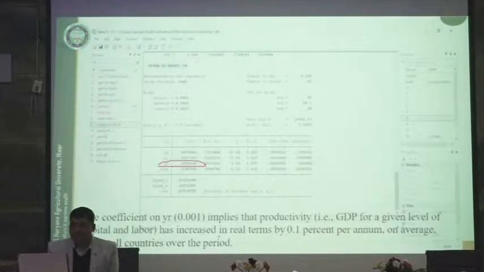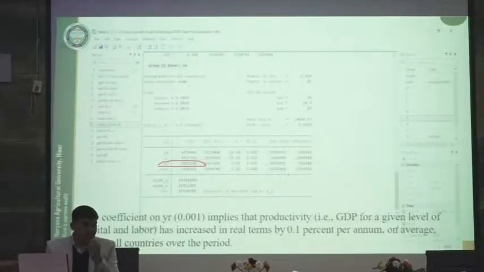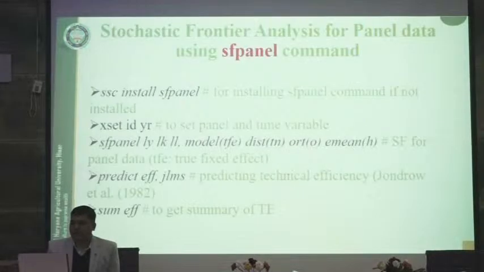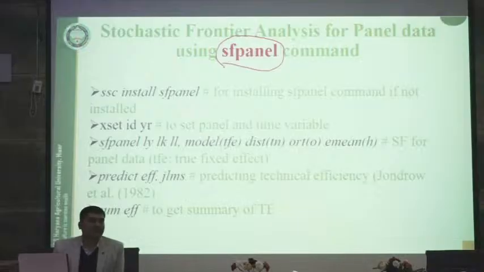So these are the two models which we have explained: the first model is panel regression using fixed effect, and the second is panel regression with the random effect. We have done this now. So now the next command is sfpanel, meaning the stochastic frontier panel model.